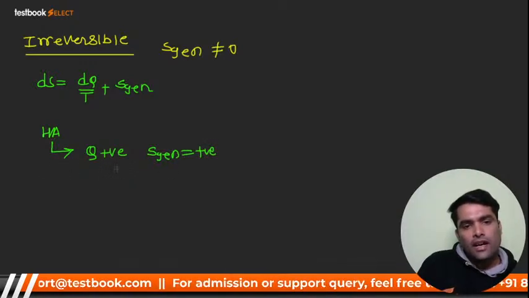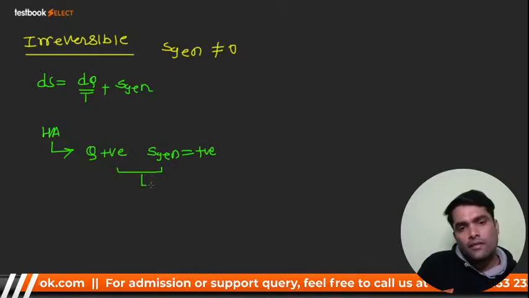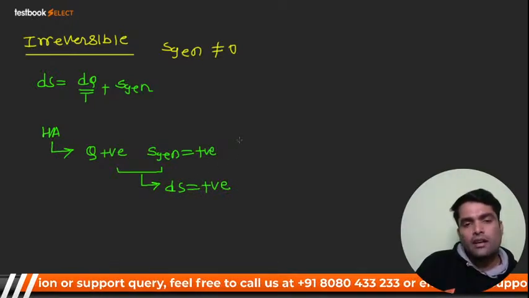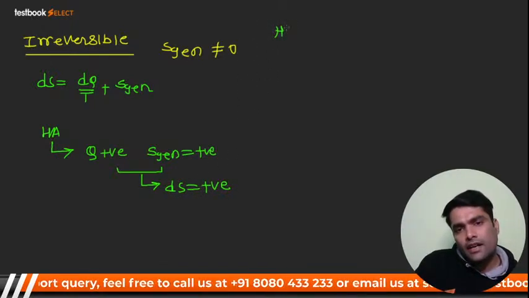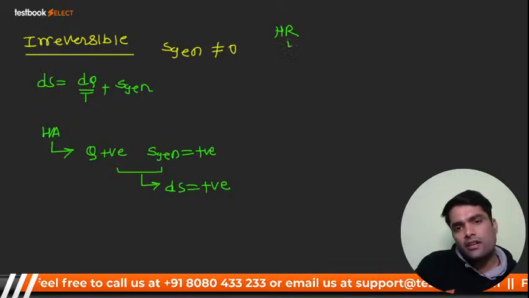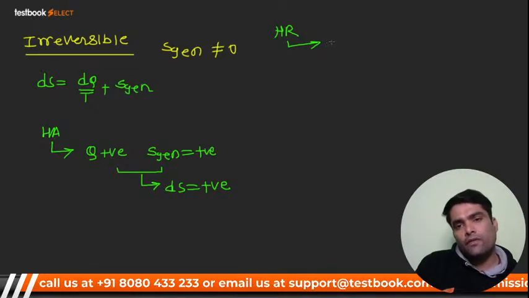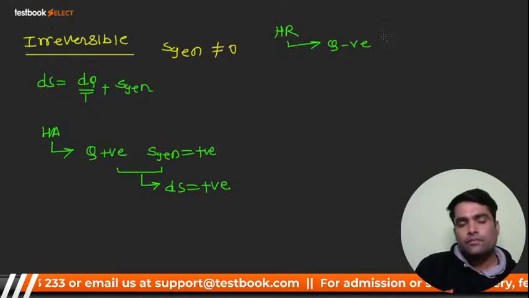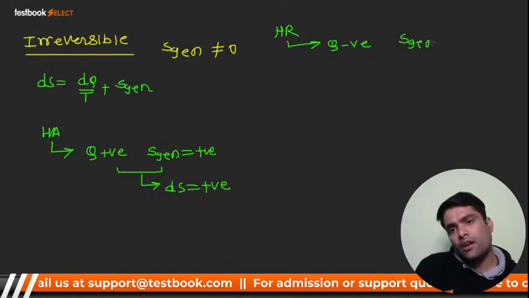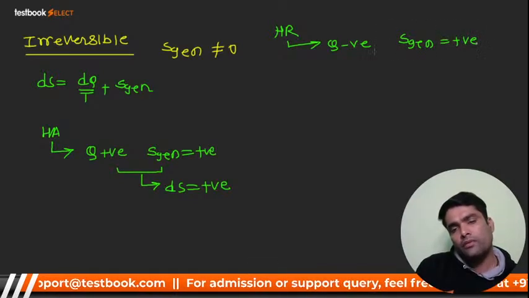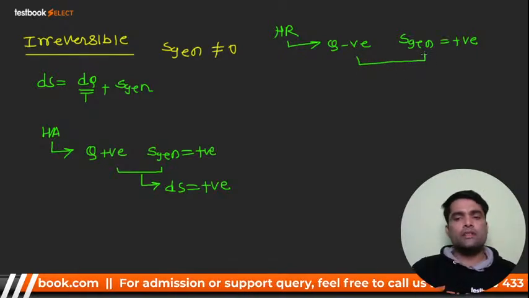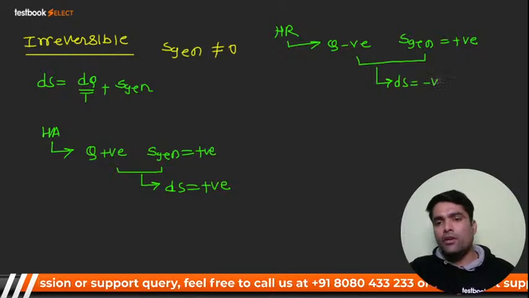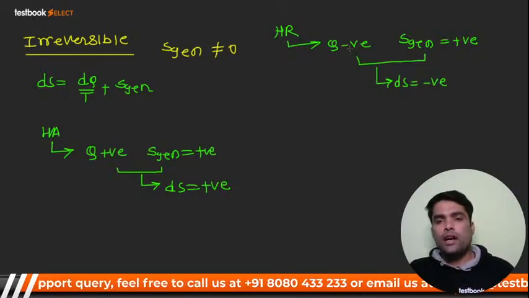So definitely, my dear, if that happens, the ds will always be positive, right? But if heat rejection is there, that is irreversible heat rejection, so definitely q is going to be negative. If q is negative, and I already told you that entropy generation is always positive, then there are two cases. Your ds may be negative when your q is quite high, right?